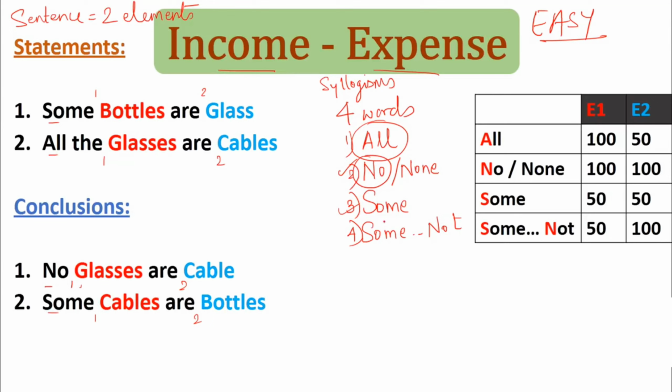So common sense, right? Some not. Just add not over here and you will get the fourth word. These four words please remember. Now we learned that there are two elements and there are four words. We have written the four words over here: all, no, some and some not. If you see carefully, they are arranged in alphabetical order. First A, then N, then S, then SN.